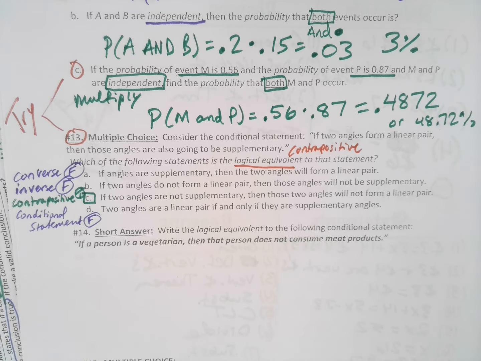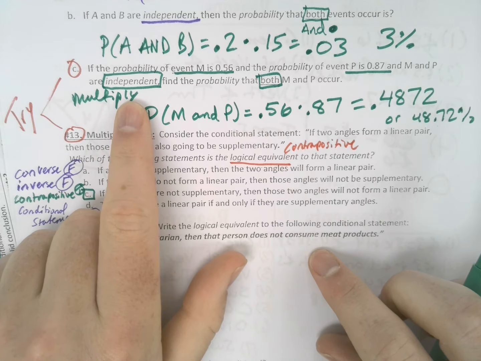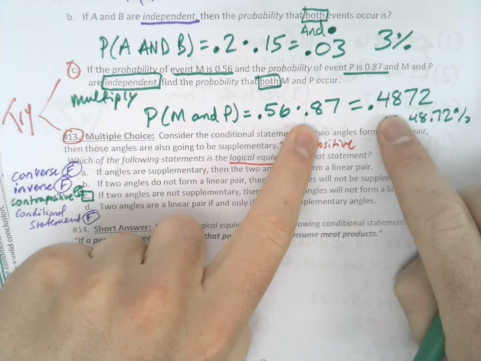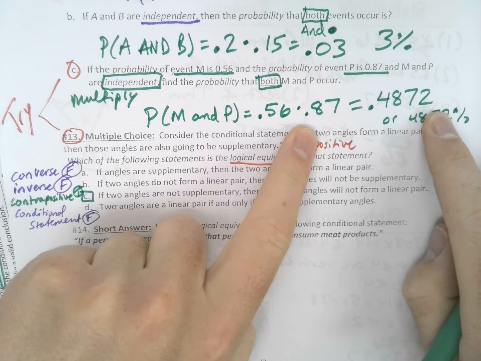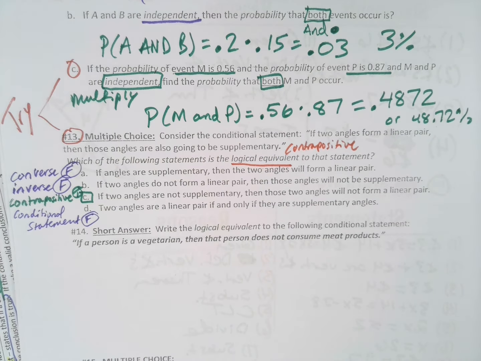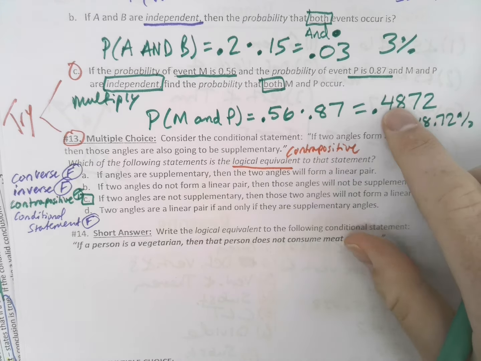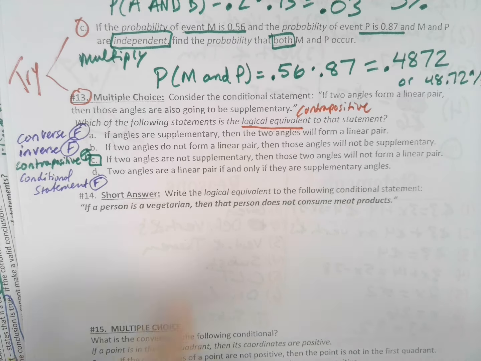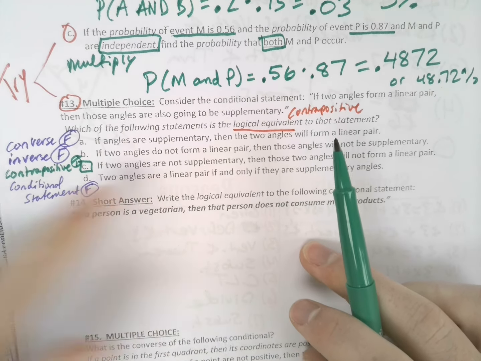Okay, so part C, we multiply. M and P is 0.56 times 0.87. That gives us 0.4872 or 48.72%. So again, the chances of both these things happening actually turns out to be worse than the chance of each individually happening. Now, last multiple choice here, at least that we're going to be doing.